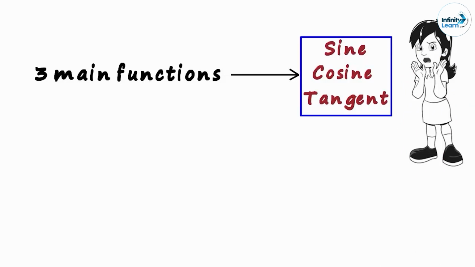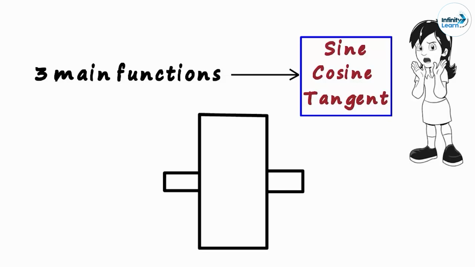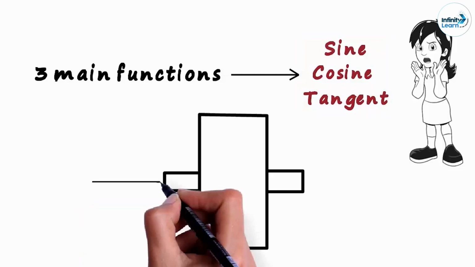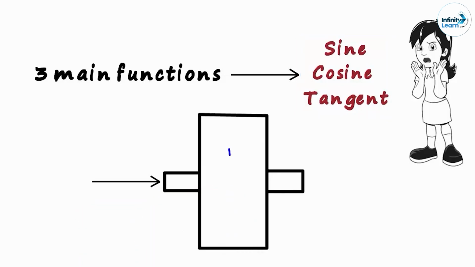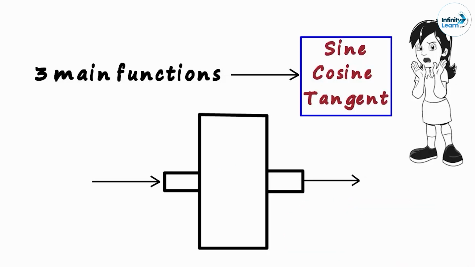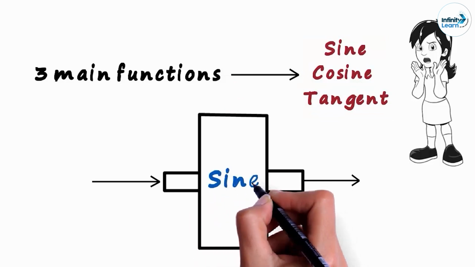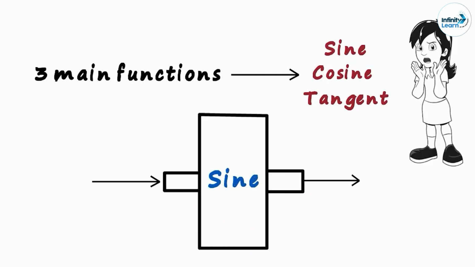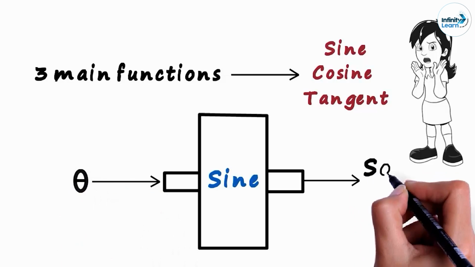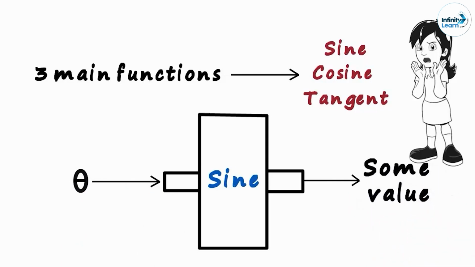names before. We have learned what functions are. A function takes some input, carries out a particular operation on it, and gives us an output. These three names are just fancy names given to functions, nothing else. Let's assume this is a sine function. Say it takes in a random value theta. It does some operation inside to give us some value. What value? What operation? That depends entirely on the triangle.